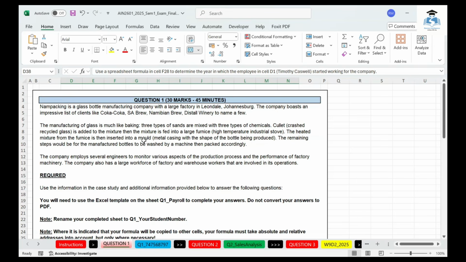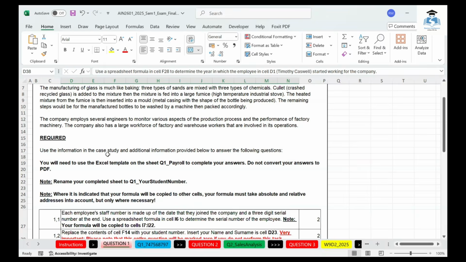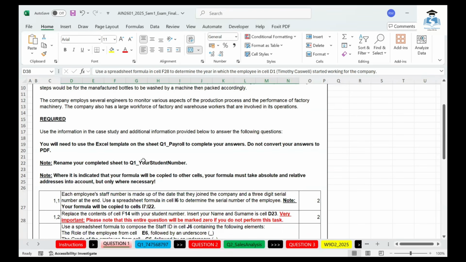The company employs several engineers to monitor various aspects of the production process and the performance of factory machinery. The company also has a large workforce of factory and warehouse workers that are involved in its operations. So required, use the information in the case study and additional information provided below to answer the following questions.